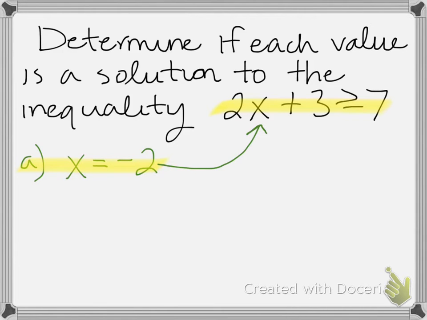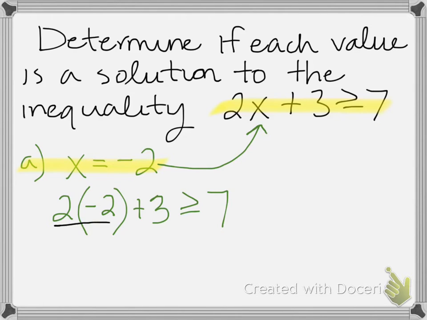Okay, it's just like checking a solution for an equation. You can treat your inequality sign very similar to an equal sign. So we're just going to plug it in and see if it comes out to be true. So we're going to take 2 times -2, because that's what x equals, plus 3, and decide, is that greater than or equal to 7? We've got to find out. What is 2 times -2? It's -4 plus 3. Is that greater than or equal to 7? Well, what's -4 plus 3? That is -1.